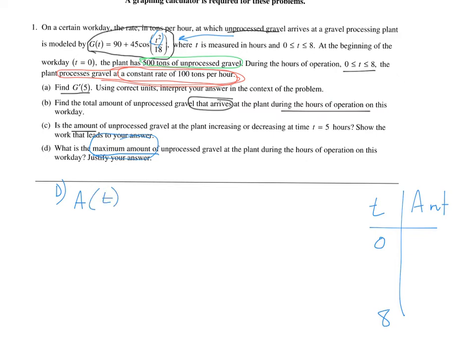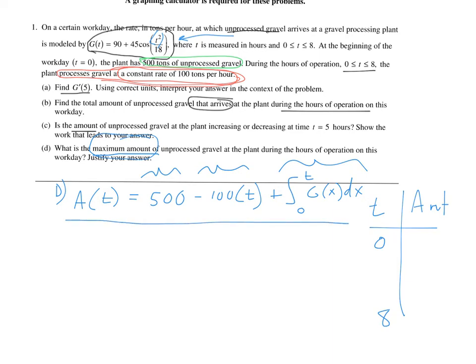So the total amount of gravel according to time is going to be what we started with, 500, minus 100 tons per hour. So that would be minus 100 times time, plus the integral from 0 to t of our function, right? So we have what we started with, minus how much we processed, plus how much we've added. That's the amount function, and that's an important function. We're going to need to use that function in a second.